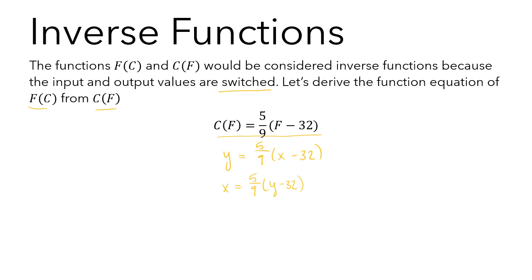So first I'm going to get rid of the 5 over 9 by multiplying both sides by 9 over 5, which is the opposite. So that cancels and I get 9 over 5x. This and this will cancel, equals y minus 32. Then I'm going to add 32, and I get 9 over 5x plus 32 equals y. And if I rewrite it with the right variables, it's going to be f of c equals 9 over 5c plus 32. So these are inverse functions.